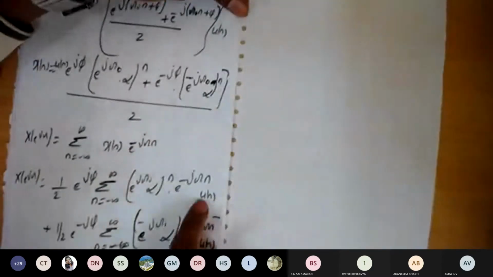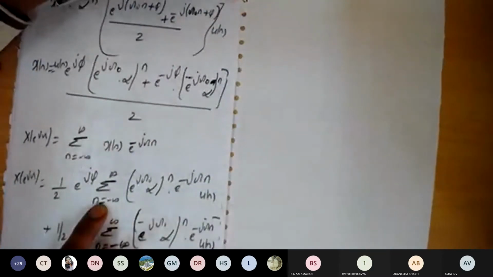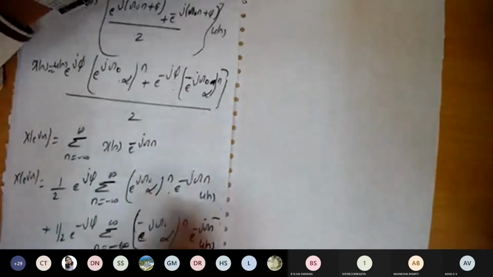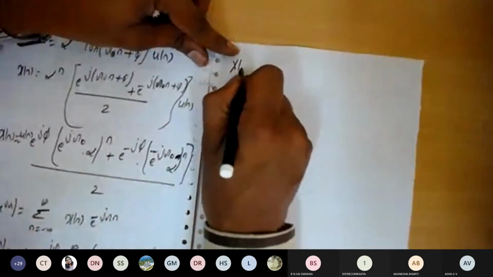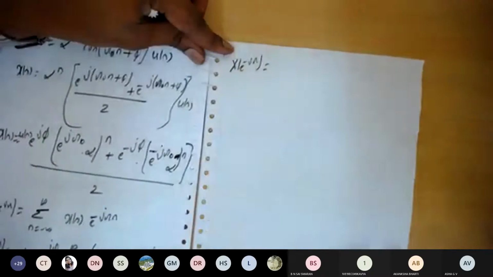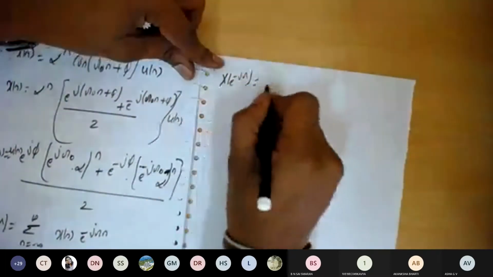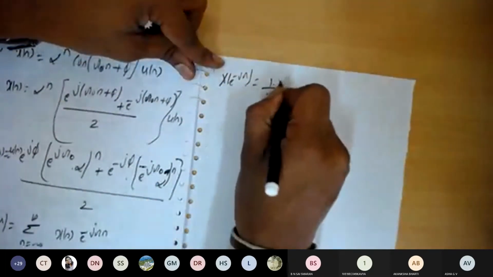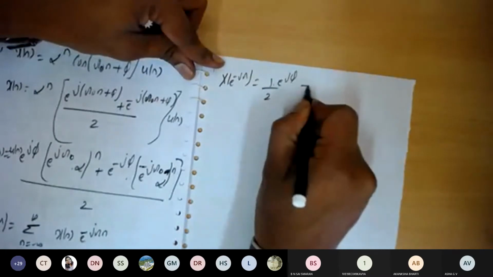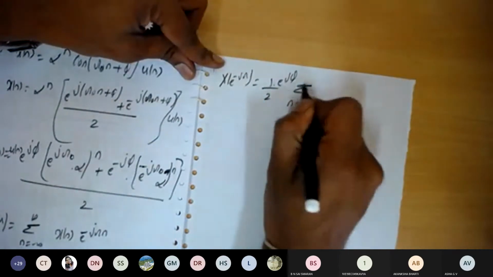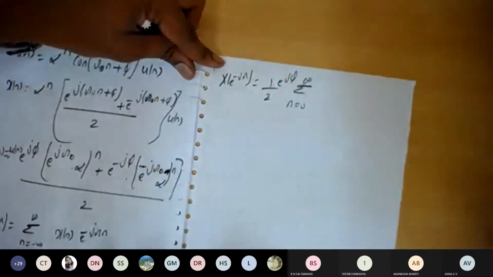So I'll change the limits of the summation to 0 to infinity. In the meantime, I'll take n common and let us simplify this one. So we'll get X of e to the power of j omega equal to 1 by 2 into e to the power of j5, and the remaining summation is n equal to 0 to infinity.